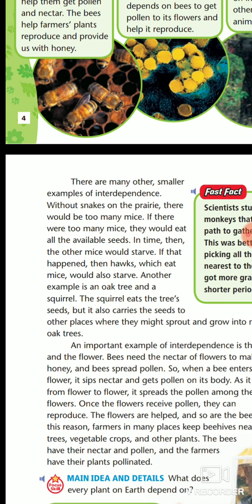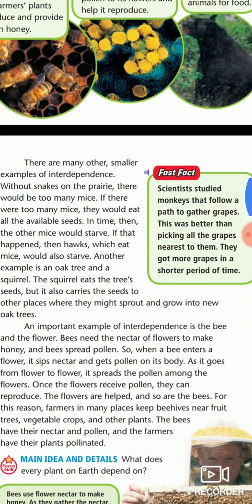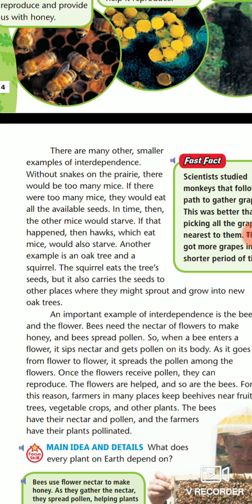Another example is an oak tree and a squirrel. The squirrel eats the tree seed, but it also carries the seed to other places where they might sprout and grow into new oak trees.